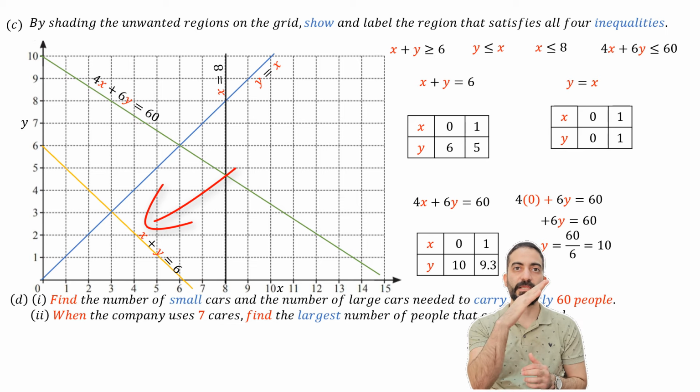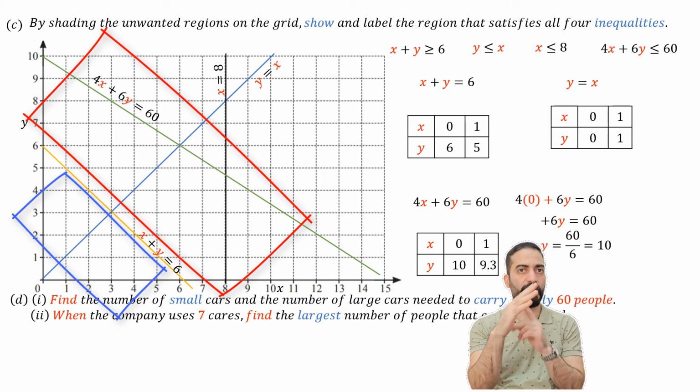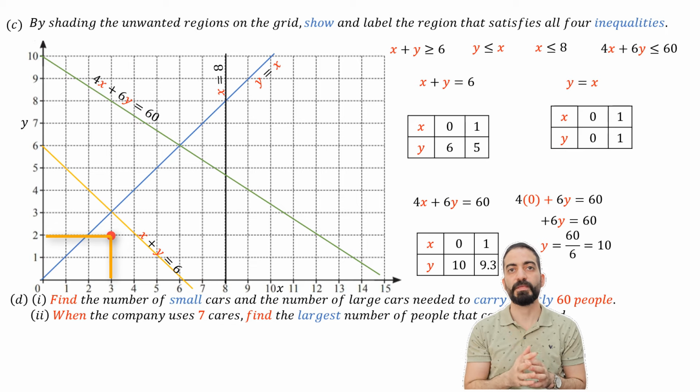As we see, we have 2 parts, this part and this part. We choose a point randomly, so I will choose this point 3, 2. x plus y equals 3 plus 2 equals 5, and 5 is smaller than 6, not larger. This means that the unwanted region is here.